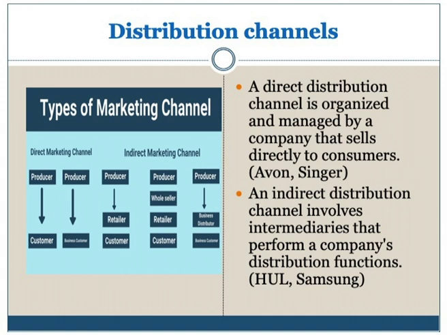A direct distribution channel is organized and managed by a company that sells directly to the consumers. Avon follows this direct distribution strategy. Similarly, Singer Machines sells its sewing machines through its own outlets. Britannica Encyclopedia, such books are sold directly to the consumers without the involvement of any middlemen in between.